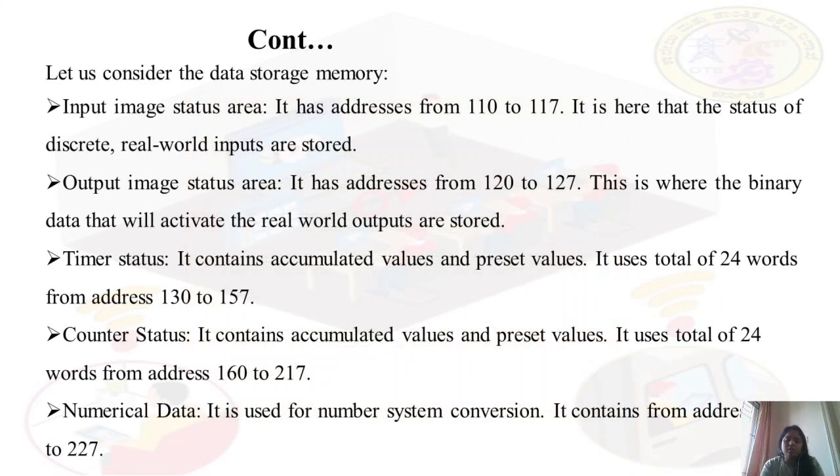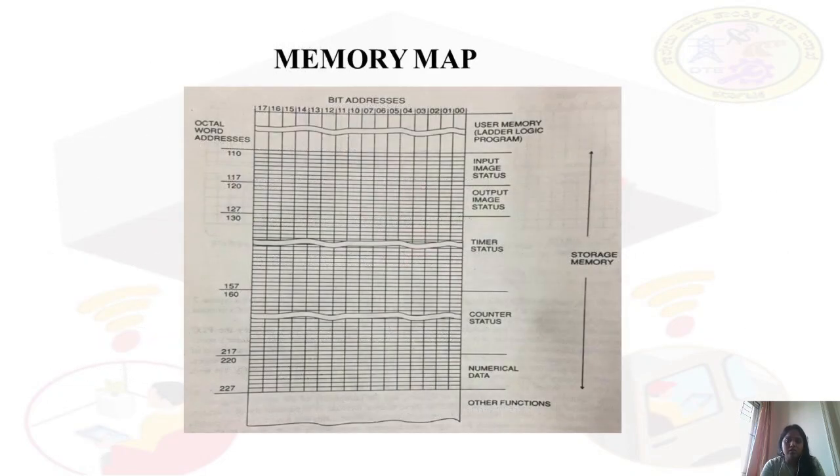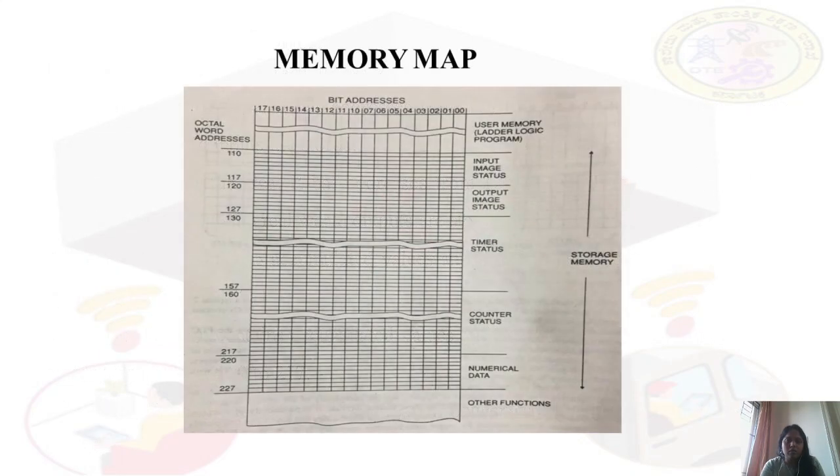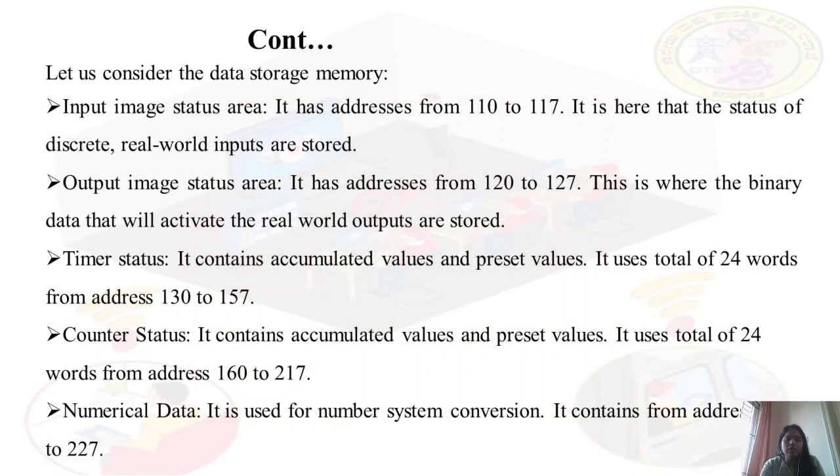Let us consider the data storage memory. This is the data storage memory part. Here, this is your input image status area, having addresses from 110 to 117. This is also in terms of octal only. It is here that the status of discrete real world inputs are stored. That is, whenever the input module senses the input signals, those are stored in terms of input image files in the RAM. Understood?